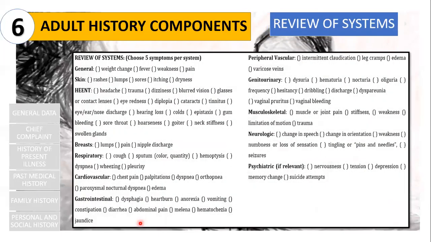And lastly, we ask about the review of systems to document the presence or absence of common symptoms related to each major body system. And this is the checklist for it. Take note, you don't have to ask all of this. You just have to choose the important pertinent symptoms to consider in order to rule in or out the differential diagnosis in your mind. Remember, everything that you ask should have a basis.